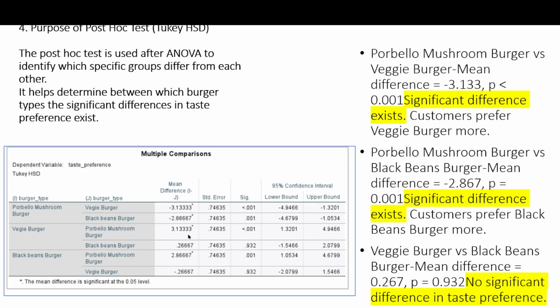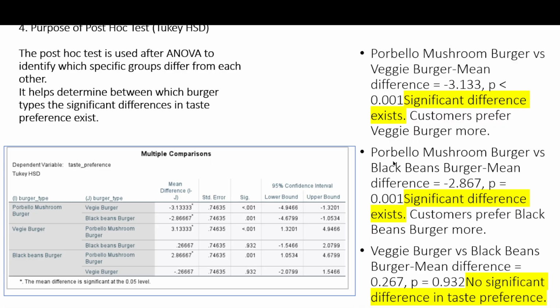So the first combination is Portobello mushroom burger with the veg burger. So we can see these p-values. In this case, we can say that for the Portobello mushroom burger versus veg burger, the mean difference is minus 3.133, and the p-value is less than 0.05. So a significant difference exists. So it means customers prefer the veg burgers more.